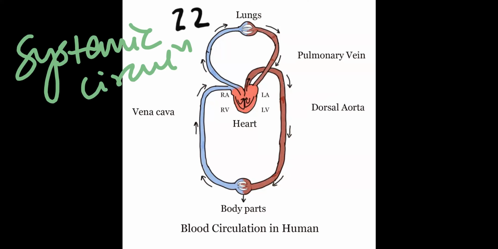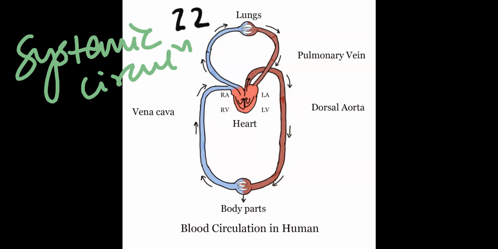Vena cavas. Very good. And the vena cavas open into the right atrium. Right. Very good answer. So this is how, between the heart and the body parts, it's a systemic circulation.